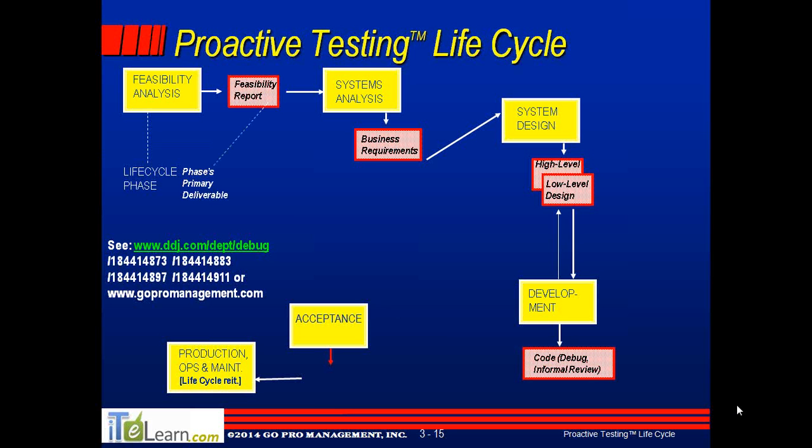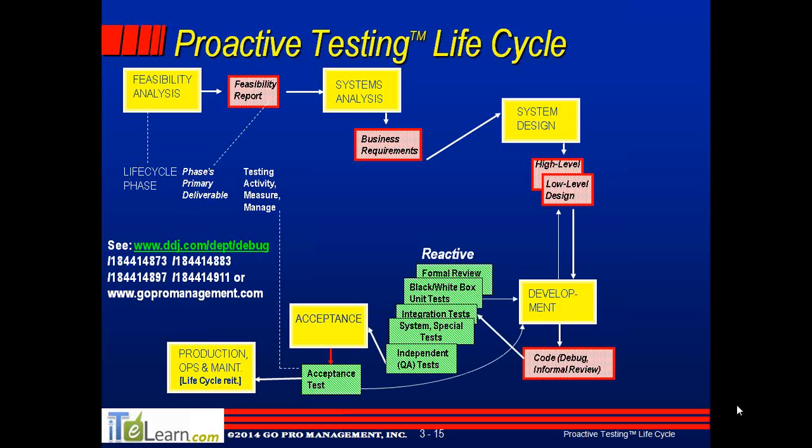Now, these boxes with the thick red borders are the primary deliverables of those development phases. And the boxes in green are the various testing activities. And they need to be managed, and to be managed, they need to be measured. Now, I've laid out the testing activities in relation to the development phases where the testing activities are most appropriately performed. Half of proactive testing is doing the right things at the right time. This diagram shows that. The other half is how you do those things and using special powerful techniques, and we'll see those in remaining parts of the class.